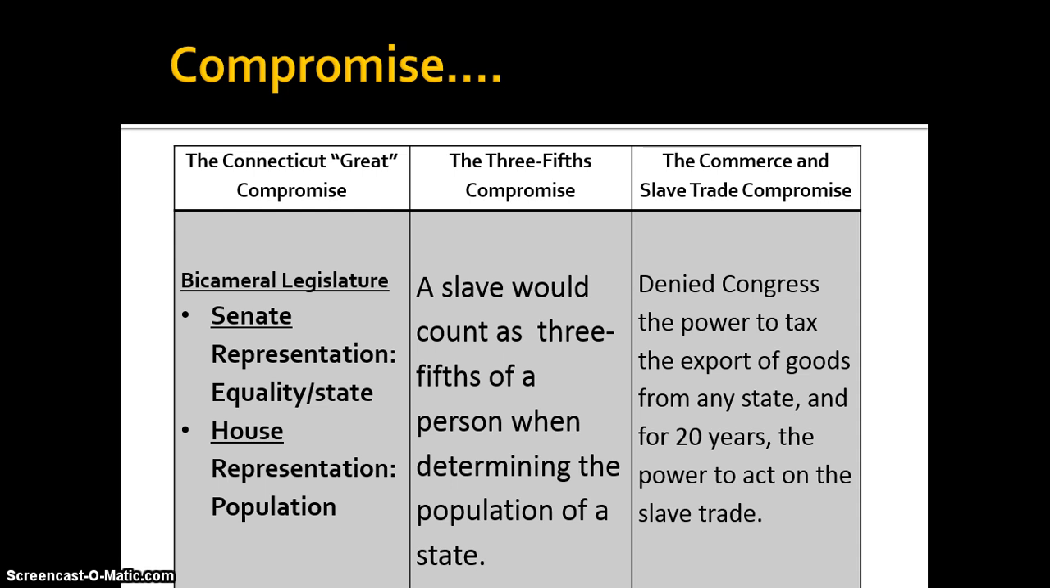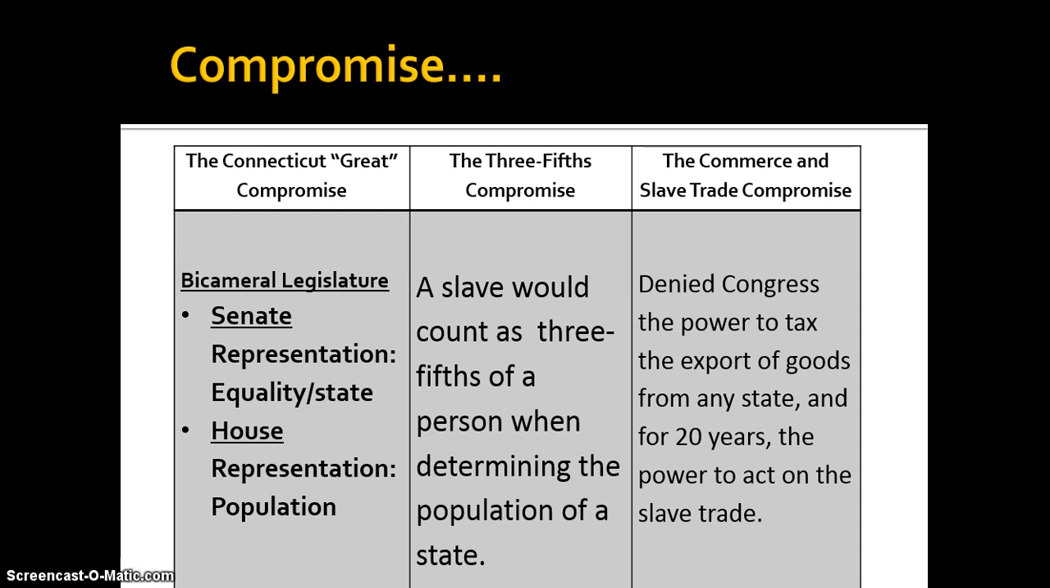The Three-Fifths Compromise came about when Southern states were determining representation in the House. Southern states wanted to count their slave population, even though slaves had no rights at this point and were not considered citizens. This would work in the advantage of the South because they would be getting more representation in the House if they could count their slave population.